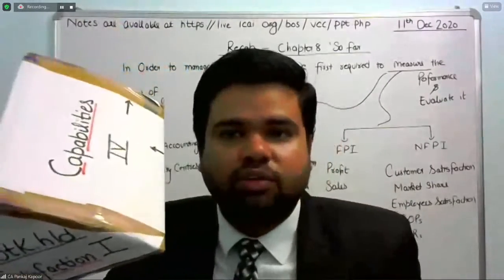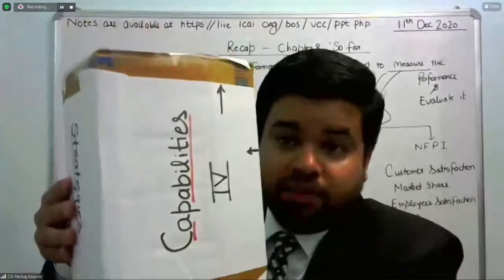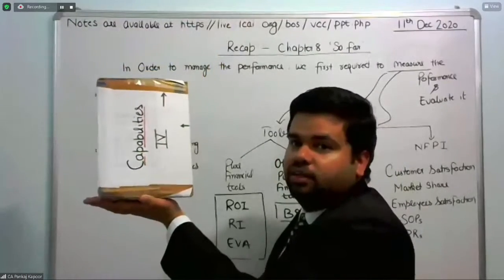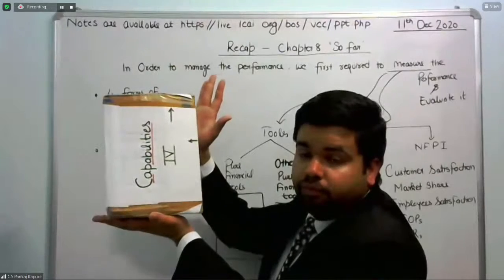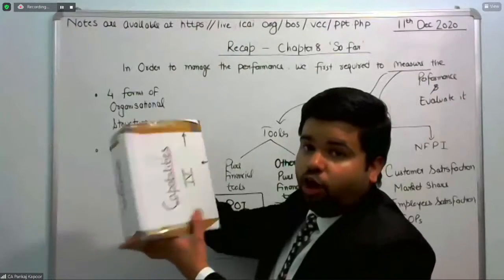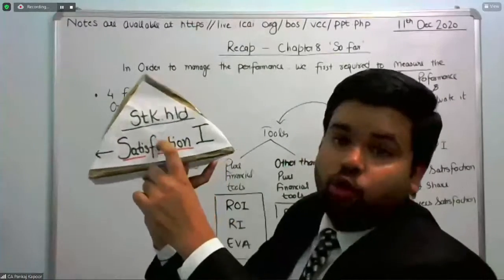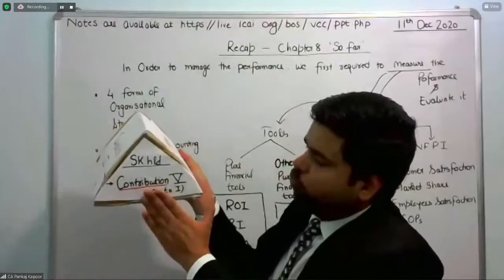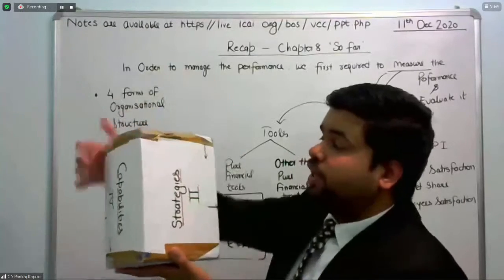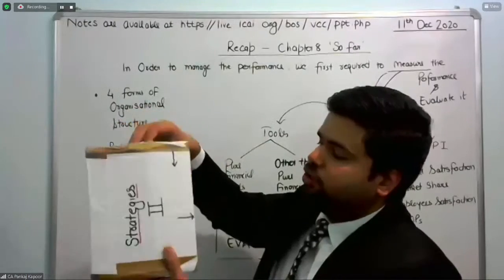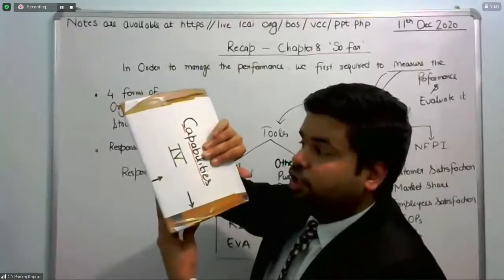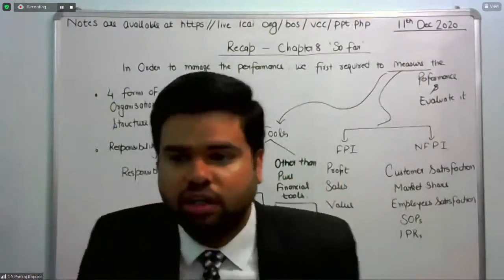I'm also weak in science, so that's why I'm teaching you in this manner. The prism which is shown in your book is kept in this manner. So what does it say? At the top of the prism, you have stakeholder satisfaction. At the bottom of the prism, you have stakeholder contribution. And on the three vertical sides: on one side, strategies; on another, processes; on the third, capabilities. I hope the model is clear to you.